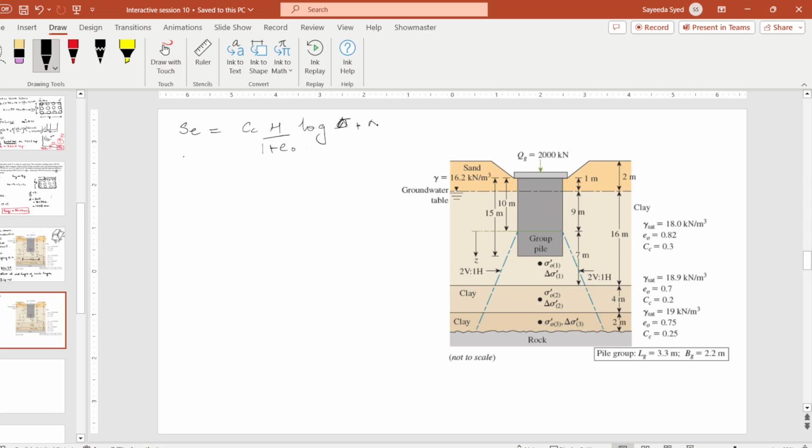Then our total settlement will be just the sum of settlement in all the layers. Now let us start with the question. It will become clearer as we proceed.